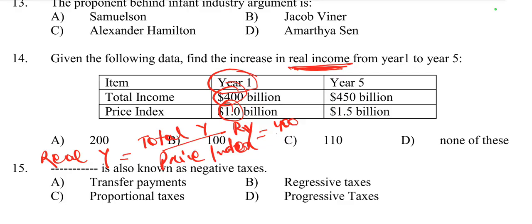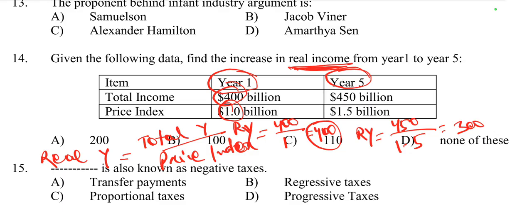Here total income is 400 and the price index is 1.0, which means 1. So 400 by 1 is the same, 400. So in year 1 real income is 400, and in year 5, by the same process, we find the value of real income. In year 5, real income is equal to 450 by 1.5. When we divide it, its value is 300. So real income in year 1 is 400 and in year 5 it is 300.